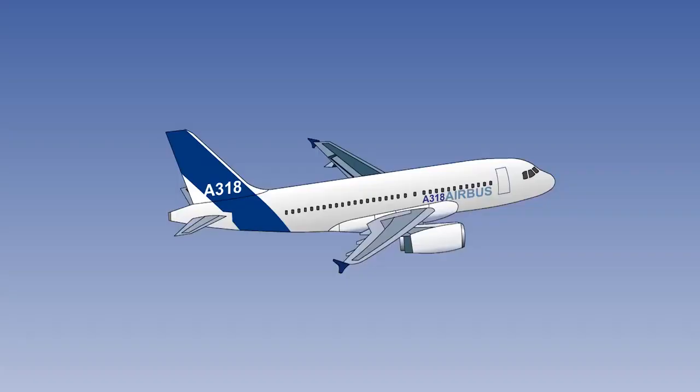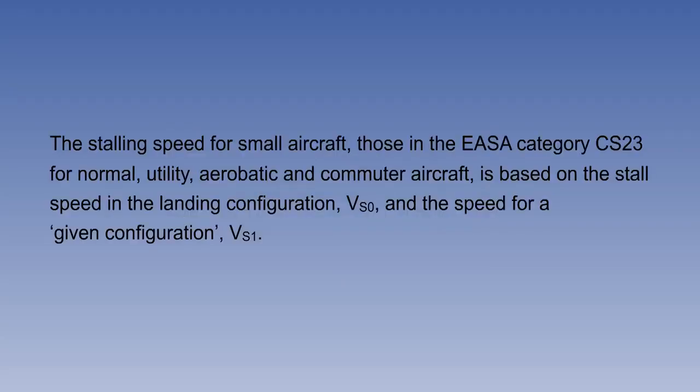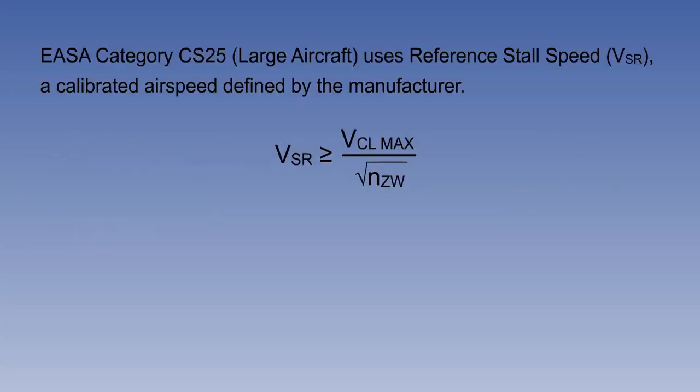During the flight testing that takes place before type certification, prototype aircraft are stalled, and the stalling speeds established for inclusion in the flight manual. The stalling speed for small aircraft, those in the EASA category CS23 for normal, utility, aerobatic and commuter aircraft, is based on the stall speed in the landing configuration VS0 and the speed for a given configuration VS1. For large aircraft in EASA category CS25, a reference stall speed known as VSR is used.